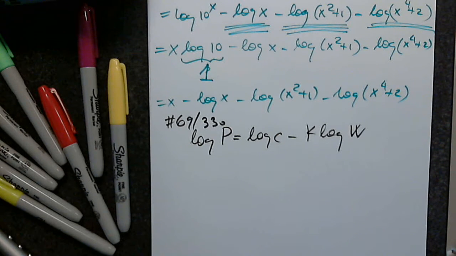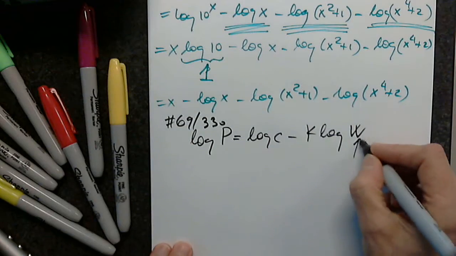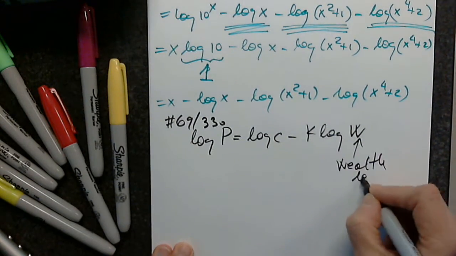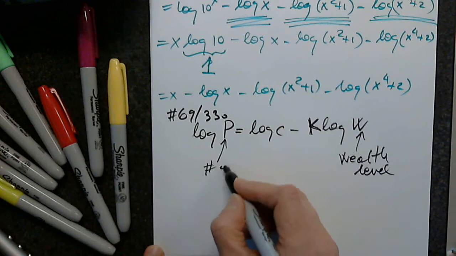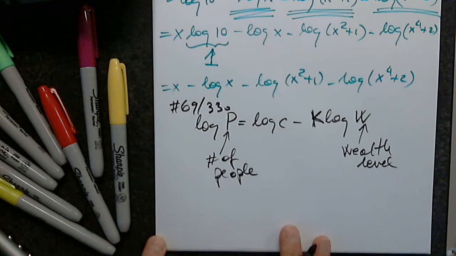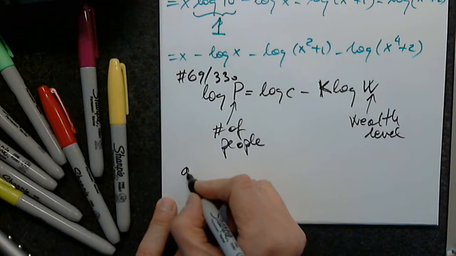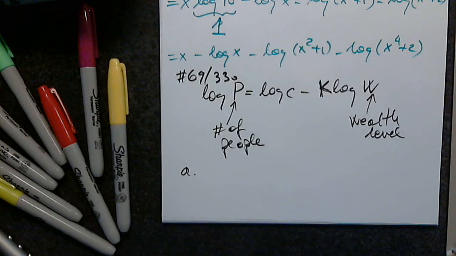W is the wealth level, how much money a person has. Okay, so what is that? Log C minus K log W. It didn't say yet what K is. P is the number of people in the population having that much money. Okay, and later on they say something about P. Okay, part A: solve the equation for P.